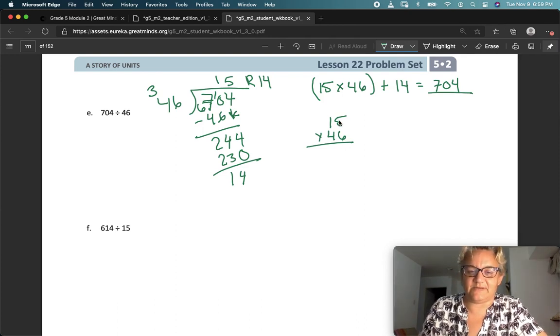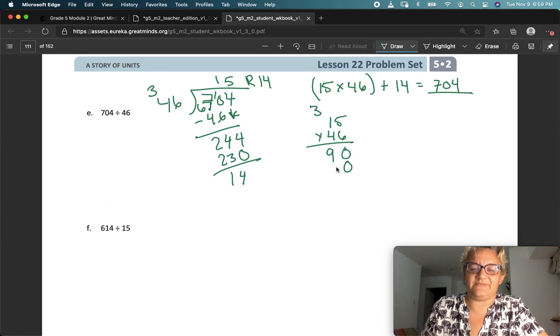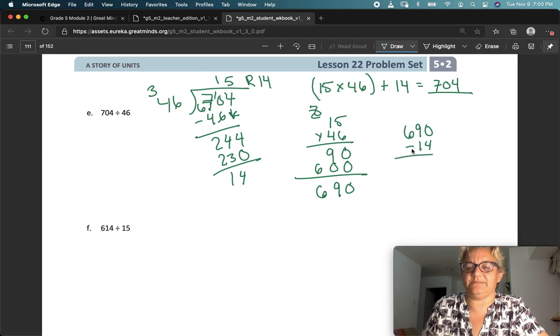My brain stops working. Okay, 6 times 5 is 30, carry the 3. 6 times 1 is 6, plus 3 is 9. Then drop the 0. 4 times 5 is 20, carry the 2. 4 times 1 is 4, plus 2 is 6. Then I have 690 plus my remainder, which was 14, which will give me 704.